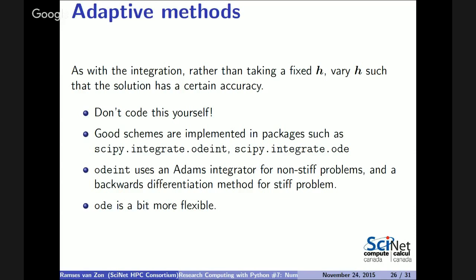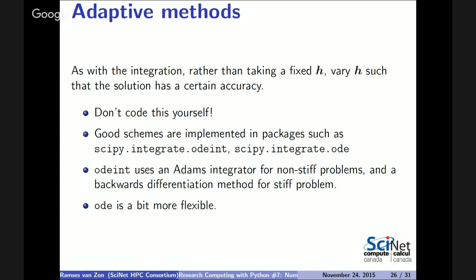And what will happen typically is that as your integration proceeds, in other words, as your solution proceeds, the time step will vary. And that's fine, that's good. Just such that your solution is equally accurate along the way. So there's a couple of packages that do this: odeint in Python, obviously, and ODE.